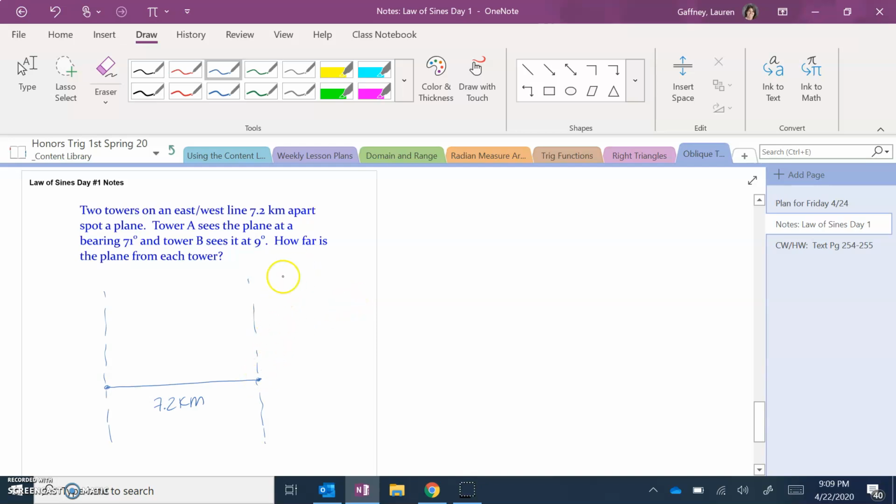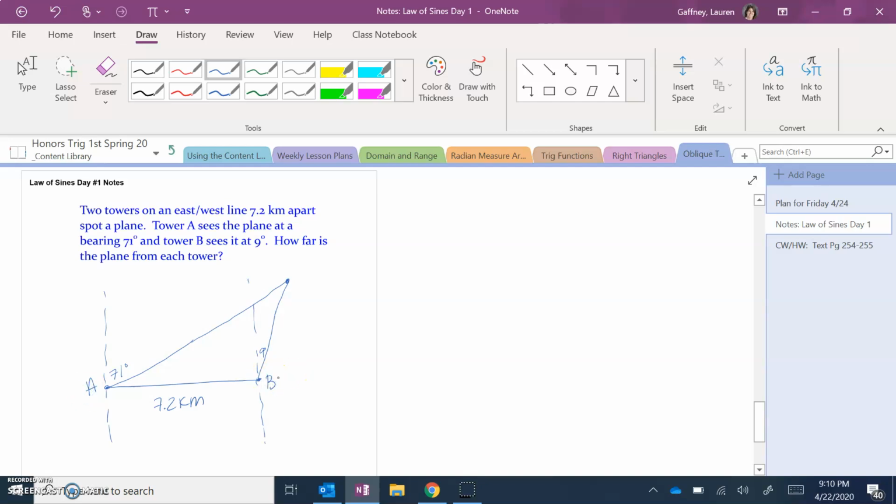We somehow need these to intersect. So if we would do the 9 here and the 71 here, they're not really going to intersect. Okay, so we want to do the 71 degrees here and the 9 degrees here. We're going to have to extend those to where they eventually hit. Okay, so we want the 71 degrees here, so this is your A and this is your B.